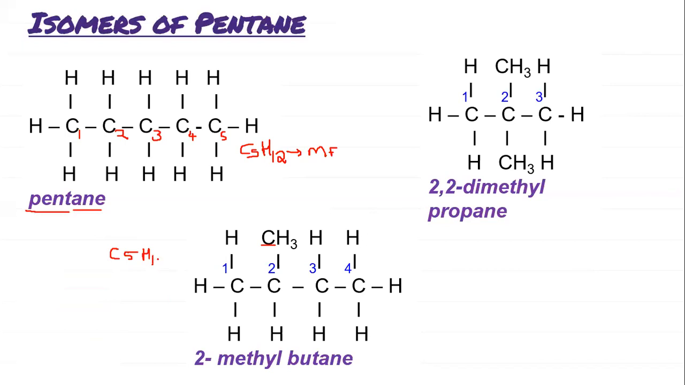Right, the molecular formula there is C5H12. But is the structure the same? My answer is the structure is definitely not the same. Why? Because this one was 5 carbons long without a substituent, or basically without a branch. This one is 4 carbons long with a substituent. So the molecular formulae are the same, but the structural formulae are different. So these molecules are classified as isomers. Let us give a name to this one.